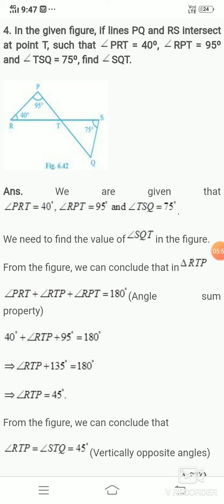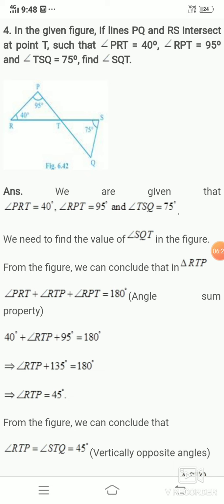Now we are given that PRT is 40 degrees. In the figure, in triangle PRT, the sum of the angles, 40 degrees plus 95 degrees plus angle at T, equals 180 degrees.